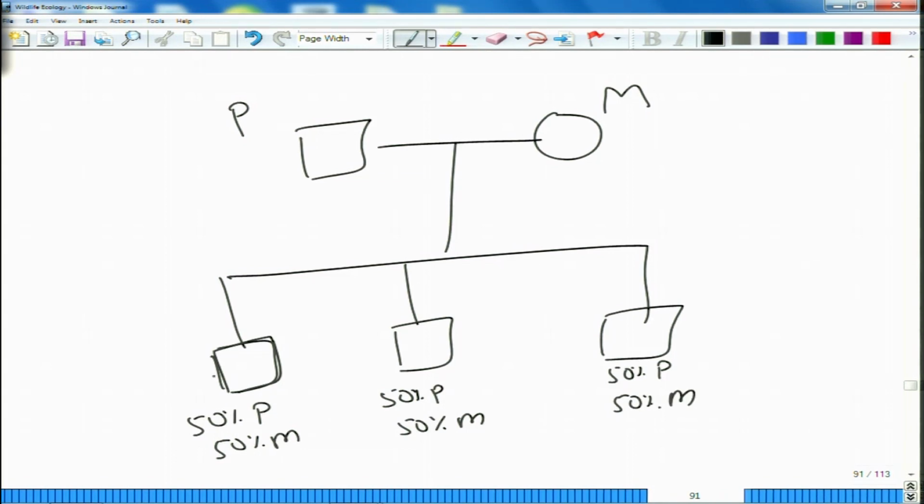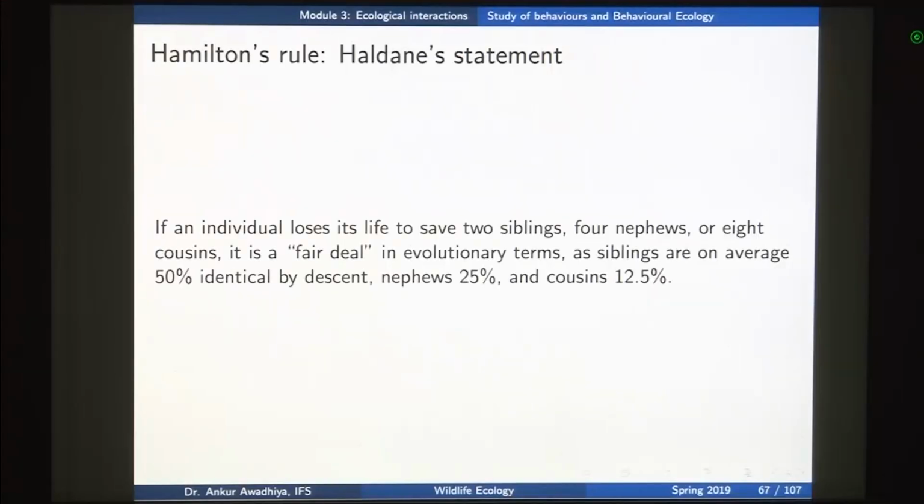Now, if individual A sacrifices itself to save B and C together, then by losing 50% of genes of P, it is saving more than 50% genes of P. And by losing 50% of genes of M, it is able to save more than 50% genes of M. So, essentially in genetic terms, it is a benefit. So, if an individual loses its life to save 2 siblings or 4 nephews or 8 cousins, it is termed to be a fair deal in evolutionary terms, as siblings are on average 50% identical by descent, nephews are 25% identical by descent, and cousins are 12.5% identical by descent.